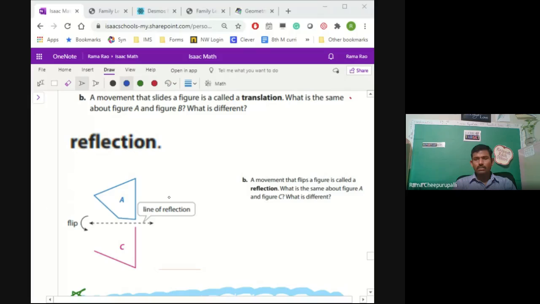Reflection means it's like a flip. For example, in the morning when you wash your face and you see a reflection in the mirror. Same thing when you go fishing and you see a reflection of yourself in the water. It's the same exact figure, it flips over. That is called reflection. Does that make sense? Show me thumbs up.